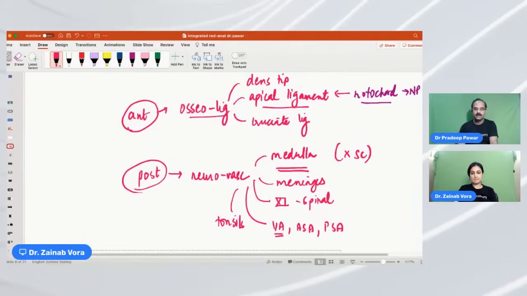Fine, students. So that's about the posterior cranial fossa, and you've got that sinus there, the transverse sinus, which then becomes the sigmoid sinus.